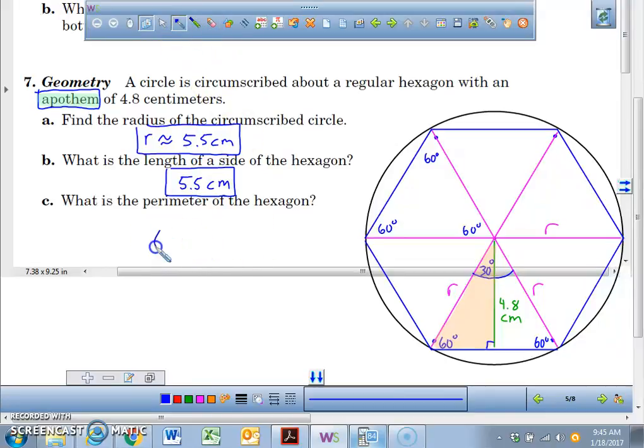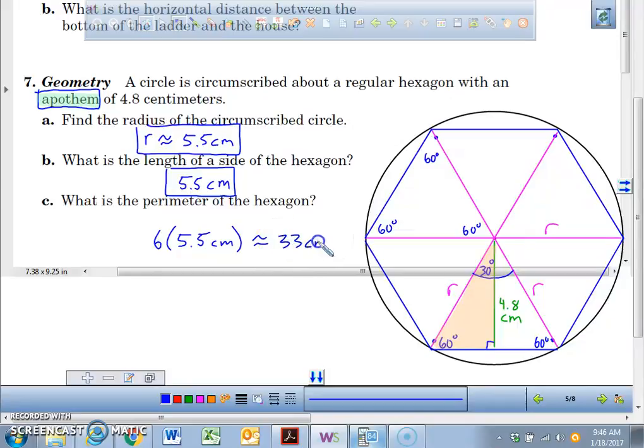So 6 times 5.5 centimeters. So our approximate perimeter would be 33 centimeters. Okay? So, this one was trickier because what? They didn't give us a what? They didn't give us a picture. We had to create a picture based off of the information. That's what I wanted to have practice do.